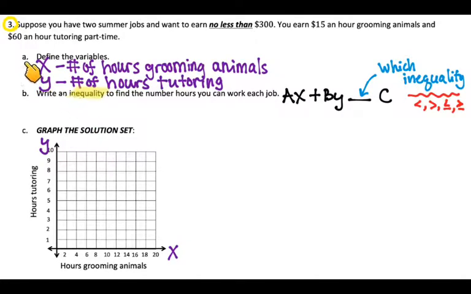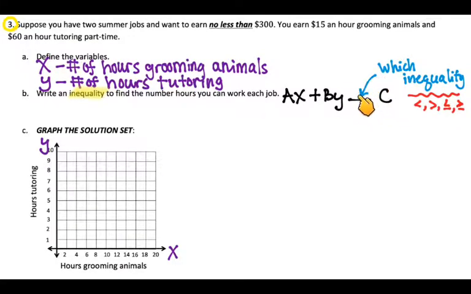So now that we have our variables defined, hopefully you have written that down as well. x is the number of hours grooming animals and y is the number of hours tutoring. For part B, it says to write an inequality to find the number of hours you can work each job. So our inequality is going to be in standard form where we have something times x plus something times y, and then here we have an inequality symbol and then C, the total.